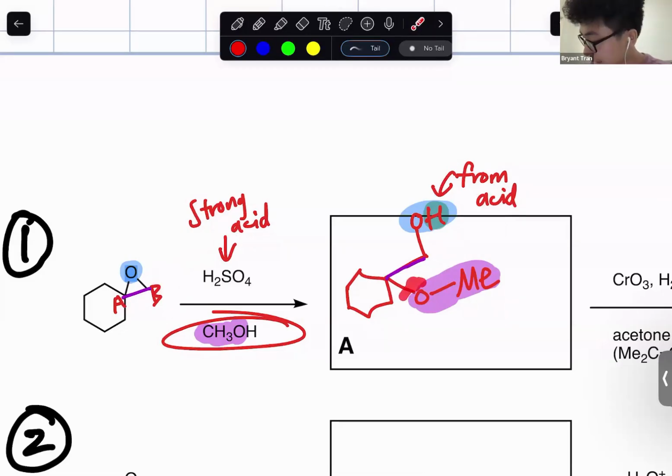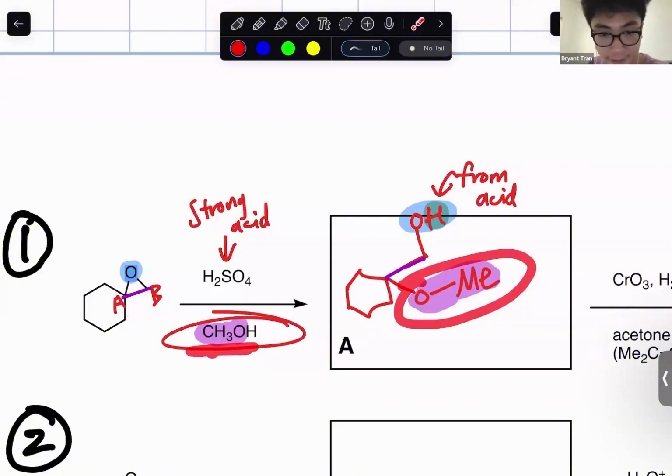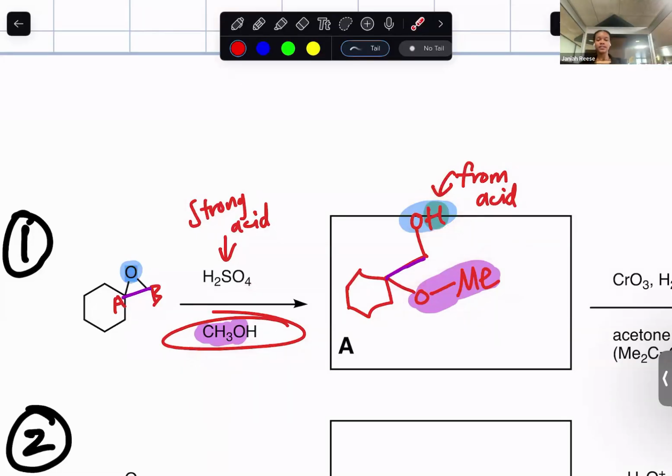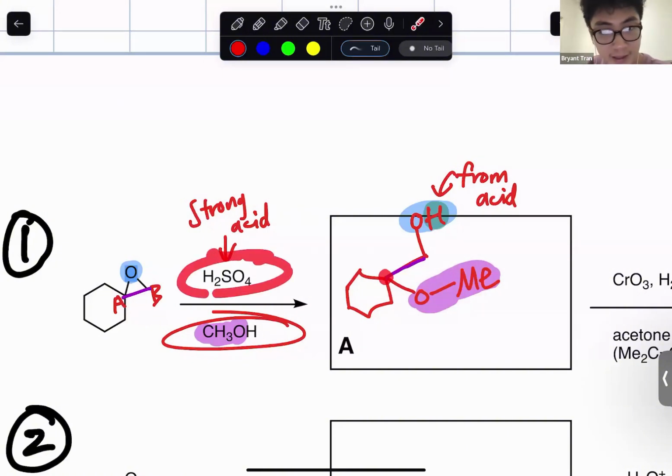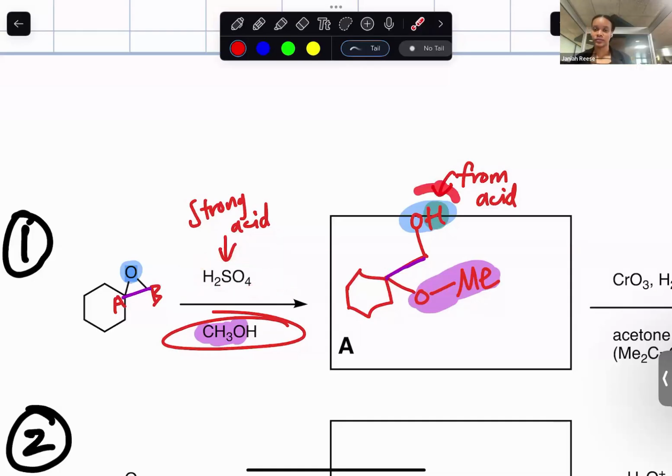And then this OMe structure right here came from this OMe structure right here, the OCH3 group right there. And then this OH here is the OH from the epoxide and the hydrogen from the acid. The most important thing here, there are two most important things. The OMe group, or the OR group, has to be on the more substituted position, which is this carbon right here, because we're in acidic conditions, right? And that means the OH has to be on the opposite side.